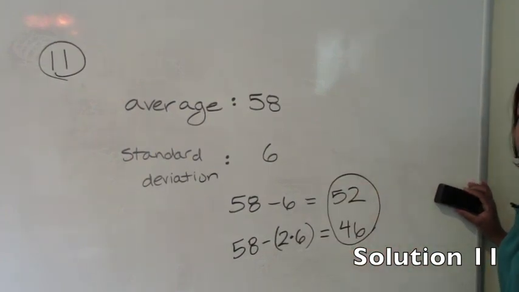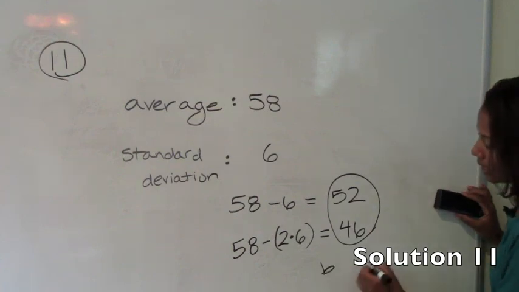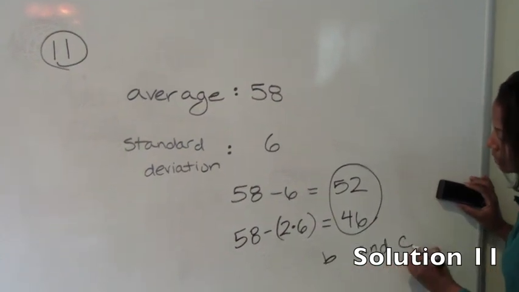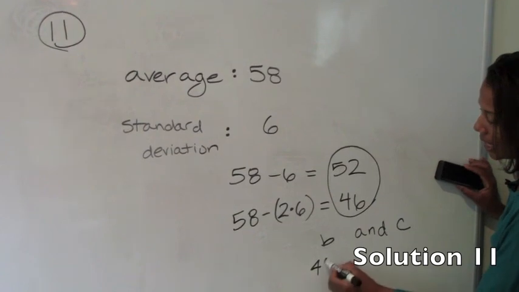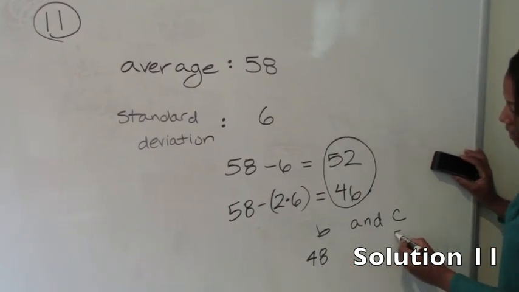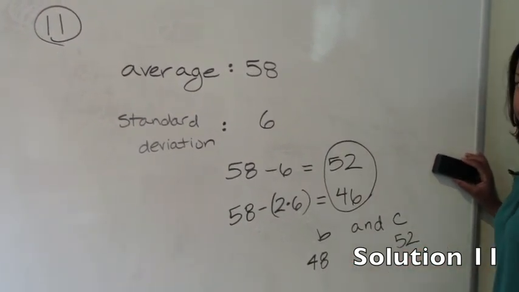So the answer choices that work are B and C, because B says he could have gotten a 48 and C says he could have gotten a 52.